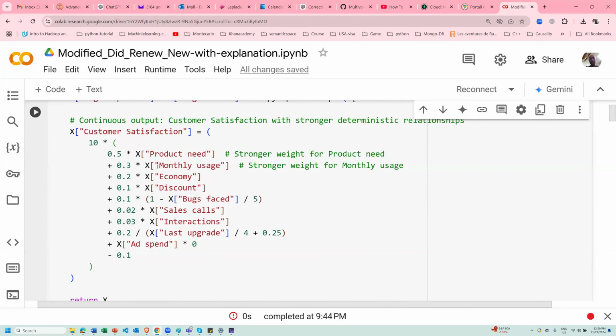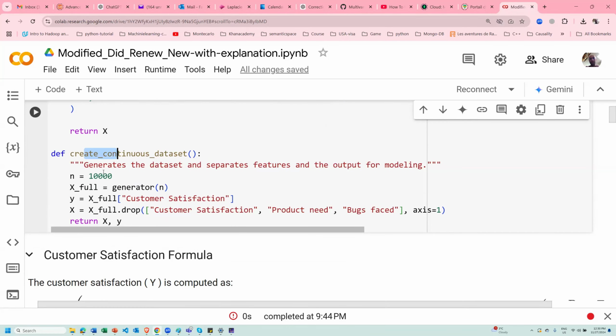Something important, because we are going to see the causal effect down here: when we apply 10 multiplied by 0.5, we have 5 here. We have 5, we have 3, we have 2, we have 1 and 1. So basically, the most important columns for us are product need and monthly usage, 5 and 3, and economy the second one. The rest are really small, because these are, for example, 0.2 multiplied by X sales.